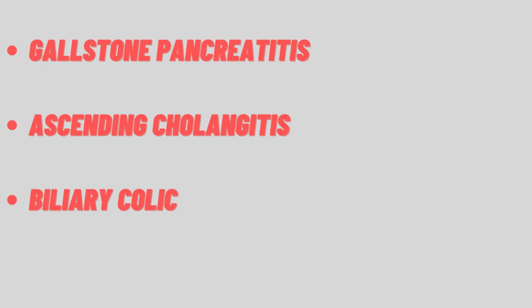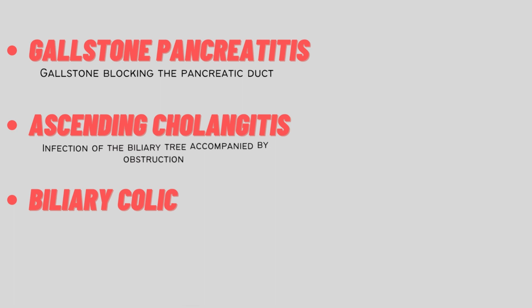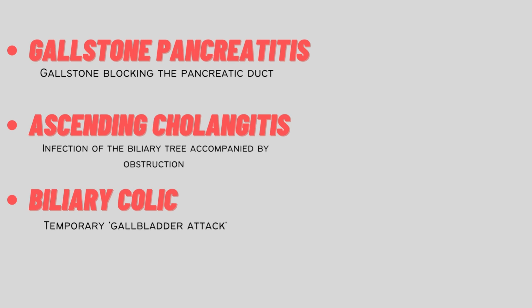So what's the difference? Gallstone pancreatitis is caused when there is a gallstone blocking the pancreatic duct. Ascending cholangitis, also known as acute cholangitis, is an infection of the biliary tree and is usually accompanied by obstruction. When bile sits for too long, it can begin to thicken. This is known as biliary sludge and is an ideal growth medium for bacteria.